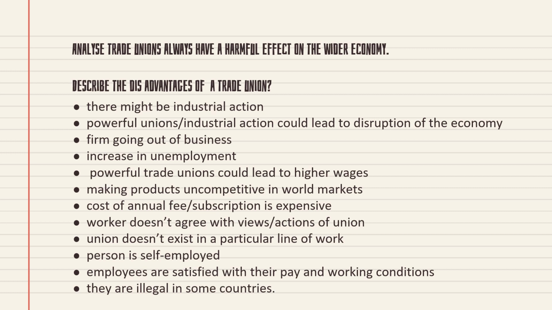Then a union doesn't exist in a particular line of work. Trade unions are not available in every profession. That is also one of the disadvantages of trade union. Then if a person is self-employed, he cannot be part of a trade union. Then if employees are satisfied with their pay and working conditions, they have no need for a trade union, isn't it? They are illegal in some countries, and some countries, because of these disadvantages, have made them illegal. So you have to expect these types of questions from the labor market.